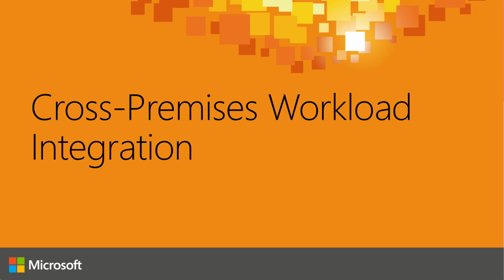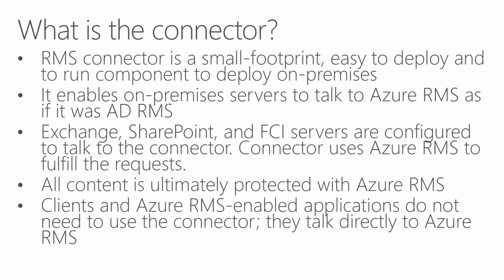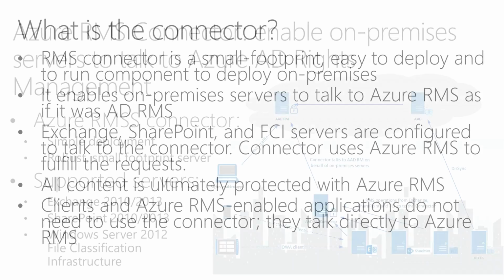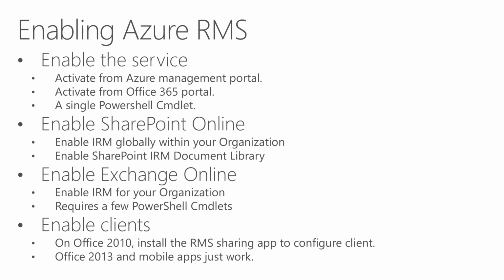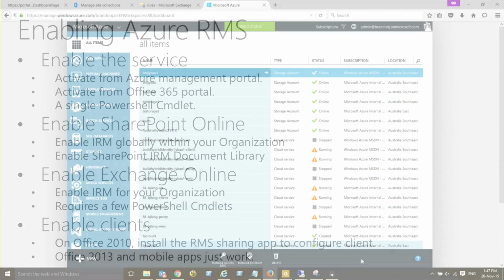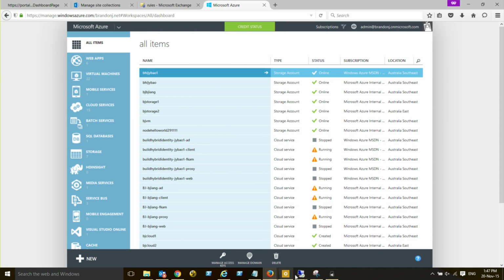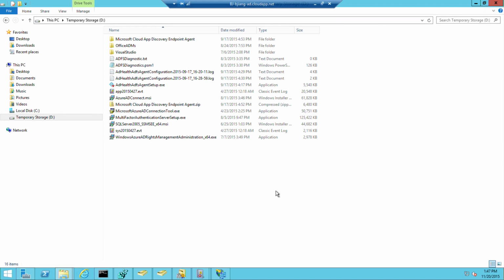Cross-premise workload integration means Azure RMS can integrate with your on-premise file server, Exchange server, and SharePoint server, which I'm going to demo with you. Have a quick look at my environment. This is my ADFS server, AD server, and also the RMS server with the IMS connector installed.